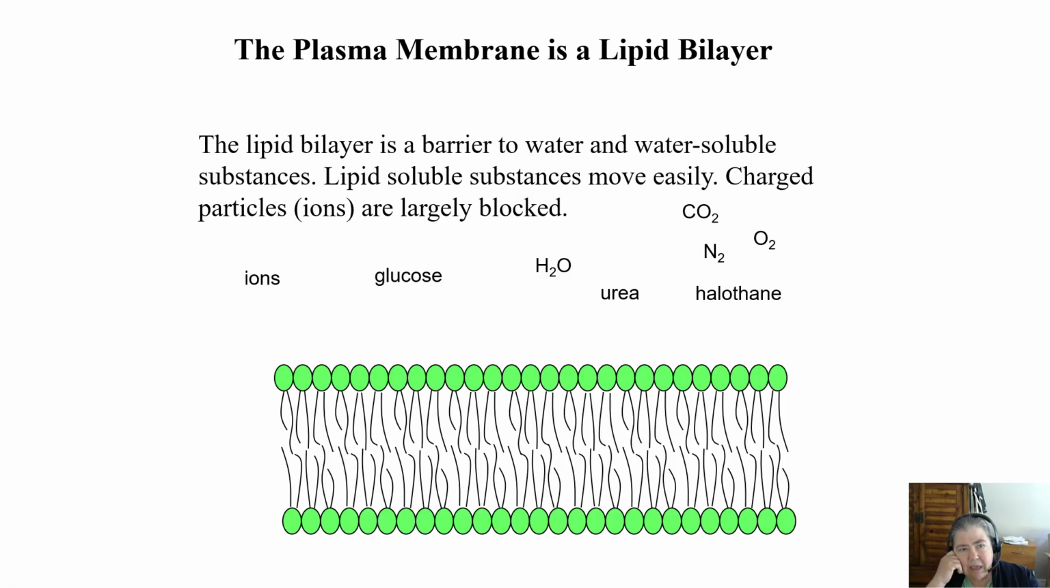So how does that happen? Well, the plasma membrane is lipids. It's a lipid bilayer, and it has a hydrophilic component and a hydrophobic component. So the lipid is on the inside, and the outside interacts with the water in the extracellular and intracellular compartments.